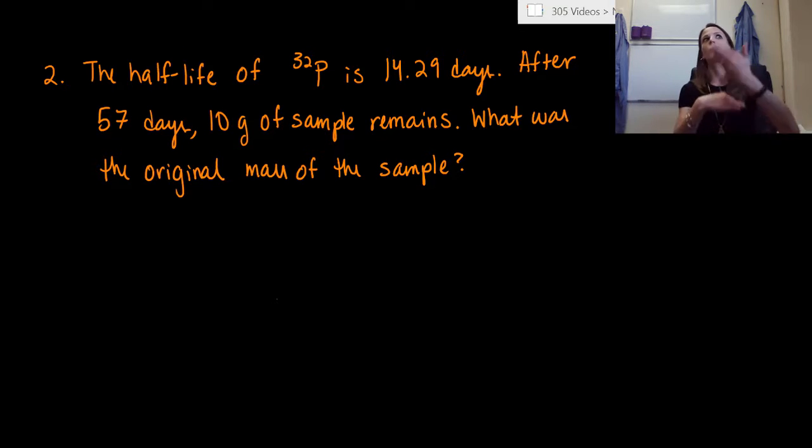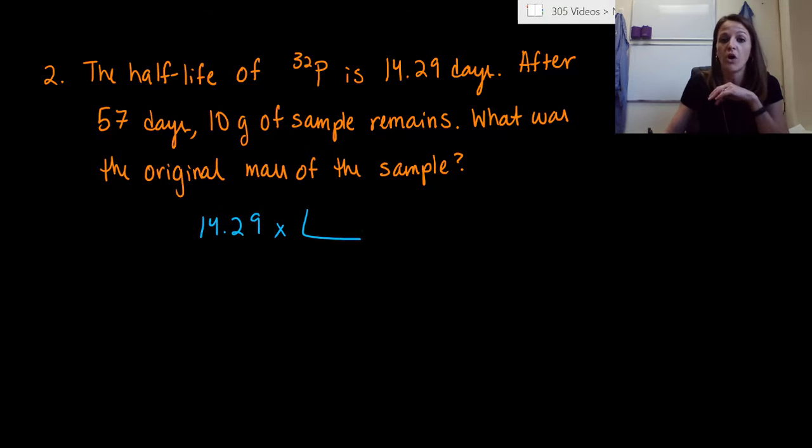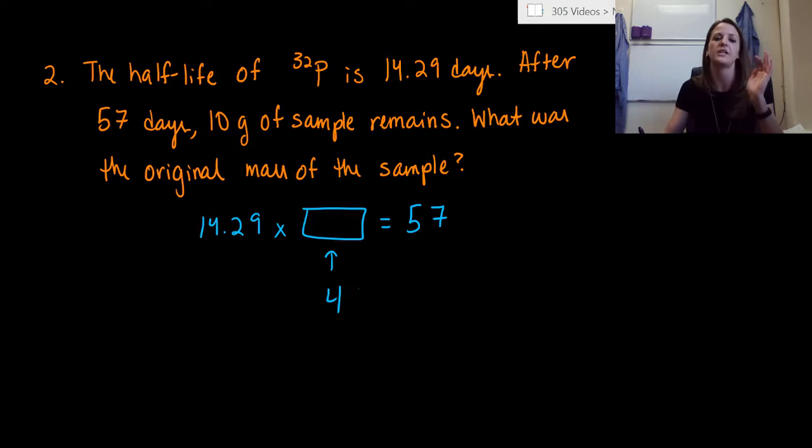This is kind of a backwards way of doing the first problem. So it's very similar, except instead of starting with a certain number, now we know how much we end with. So it's just backwards. So what we need to do first, though, the method doesn't change, is figure out exactly how many half-lives our sample has gone through. So we know that it has a half-life of 14.29 days. We need to multiply that times some number, and that will give us 57. The only number that we can multiply 14 by to get 57 is 4 approximately. It's a little over 4, but we need a full integer value.